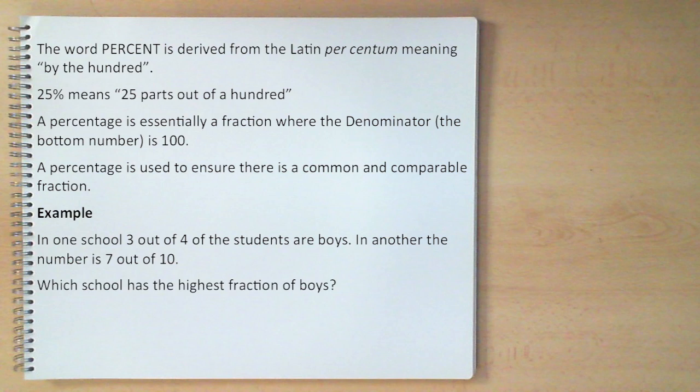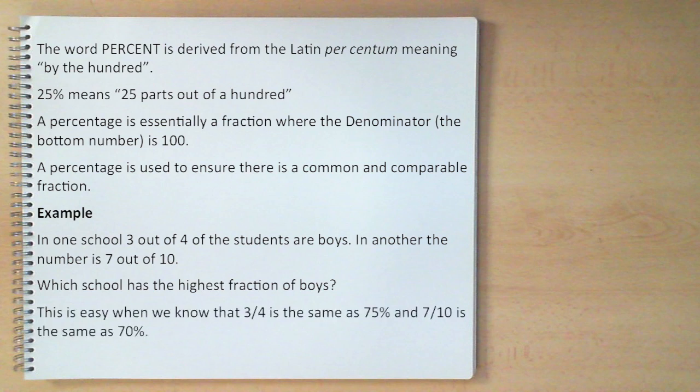This is easy when we know that 3/4 is the same as 75% and that 7 out of 10 is the same as 70%. We can very easily see now that the school with 3 out of 4 of the students being boys, i.e. 75% of them, has the highest fraction of boys. So even with this very simple example, you can see how useful the idea of percentages can be. We very quickly answered the question once we turned the information into percentages.